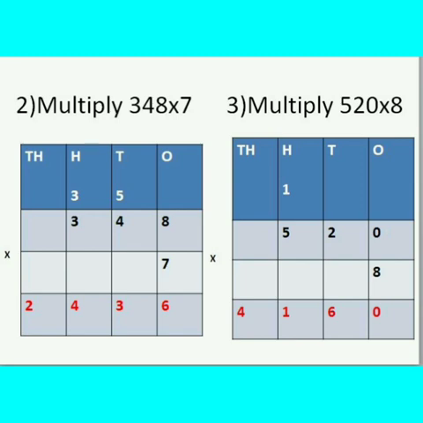Next, 520 is multiplied by 8. Yes, first 8 zeros are 0. Next, 8 twos are 16. So write 6 in tens column and carry 1 in hundreds. Next, 5 eights are 40. Add this 40 with 1 gives 41. So when 520 is multiplied by 8, we are getting 4160 as the product. Yes.